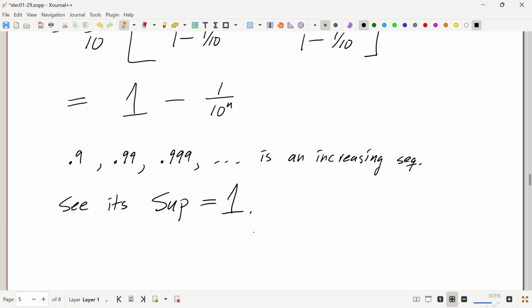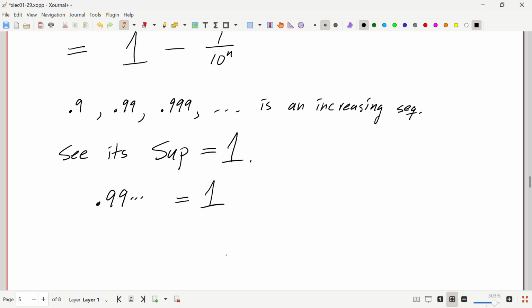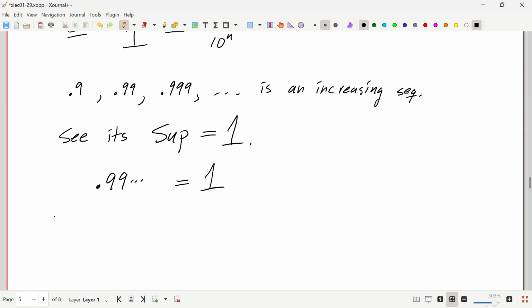So 0.99 repeating is equal to 1. Now that we understand the completeness of the real numbers. Anyway, if you toss out repeating 9s in the decimal expansion, then you get a unique decimal expansion, and the book demonstrates that.